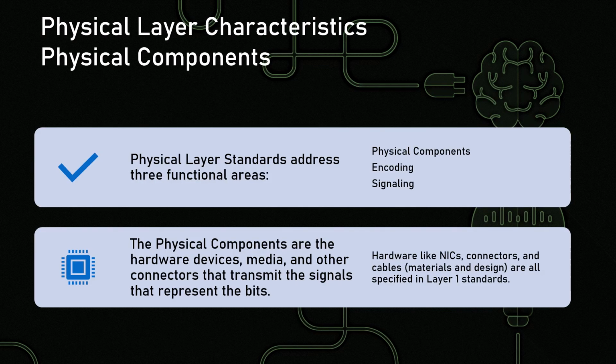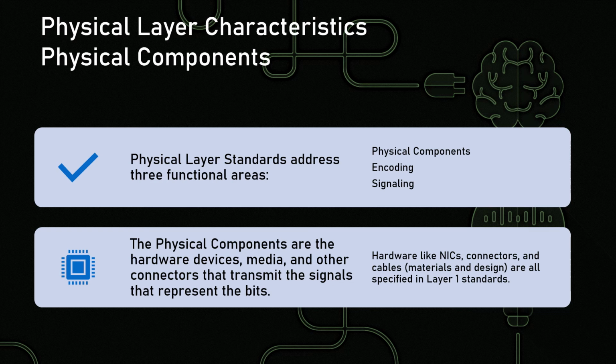We address 3 functional areas at layer 1: the physical components, the encoding, and the signaling. So the physical components, that's pretty self-explanatory. Those are the actual cables and NICs. Encoding is the process of creating a usable alphabet to be able to transmit information in a standard form that can be interpreted by multiple devices. And then signaling is the process of taking that encoded message and sending it in whatever impulses we are using.